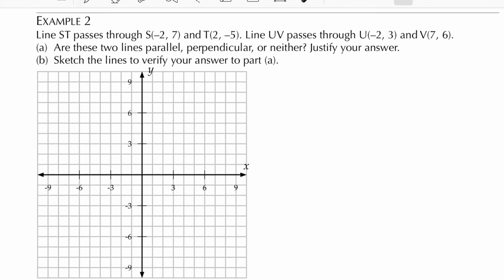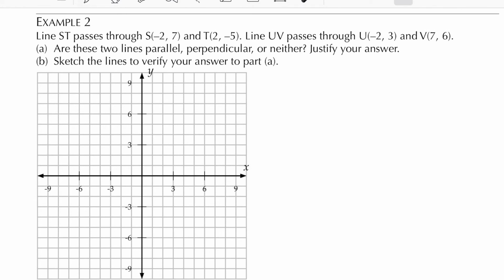All right, example number 2. Line ST passes through this point, and line UV passes through this point. Are the two lines parallel? Do they have the same slope? Are they perpendicular? Do they have negative reciprocal slopes? Or are they neither? Justify your answer.